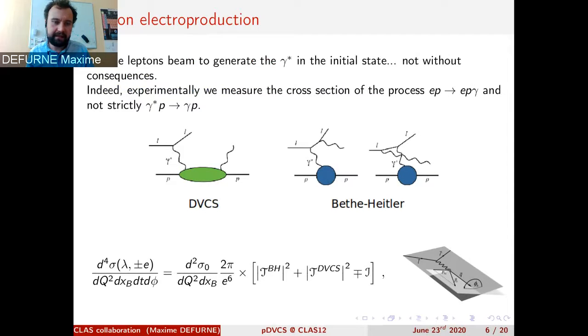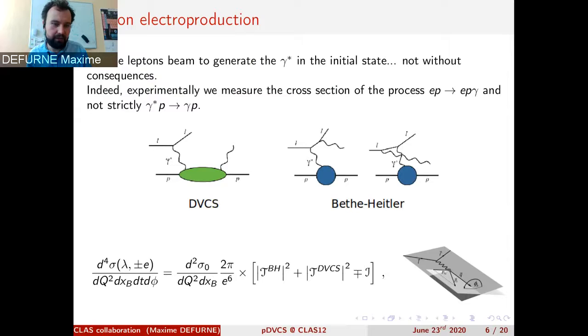So in DVCS, you have this virtual photon that will be absorbed by the quark. This virtual photon, as I said earlier, is exchanged with an incoming lepton. Now, the final step for DVCS is a real photon that has been emitted. And this real photon can also be produced by either the incoming lepton or the outgoing lepton, and this process is called the Bethe-Heitler. So experimentally, what we measure is not only DVCS, but the quantum superposition of deeply virtual Compton scattering and Bethe-Heitler.